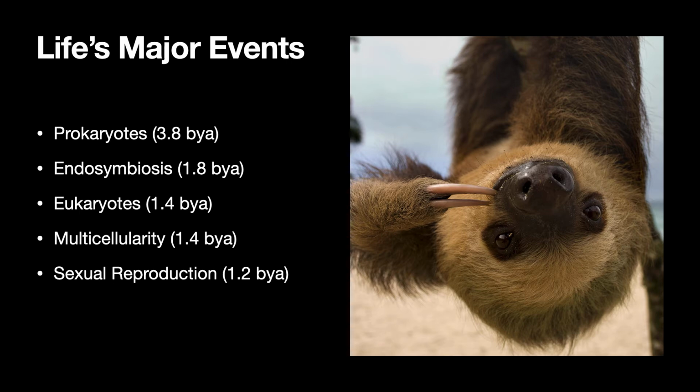It takes a while. Time goes by, and then by about 1.8 billion years ago, we start to see evidence of endosymbiosis, where one bacteria eats another bacteria, doesn't completely digest it, and it lives on inside of it. That creates the first complex cell. So within a very short order, we've created eukaryotes.